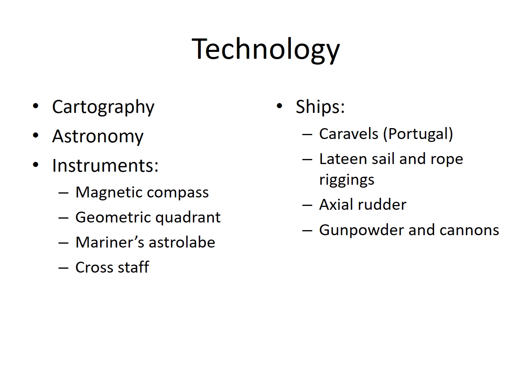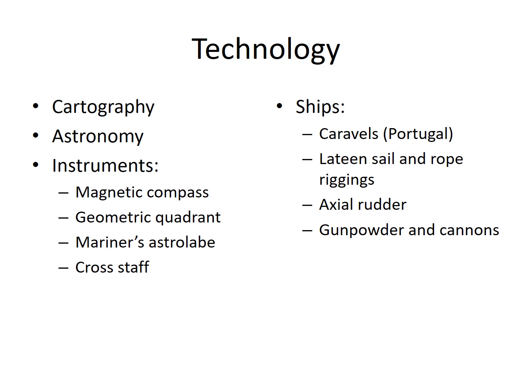Newer instruments also, that some of them they got from more contact with the east, like the magnetic compass, the geometric quadrant, so you can measure where you are by the stars. Mariner's astrolabe, the same, and the cross staff, all were instruments that would help them navigate.